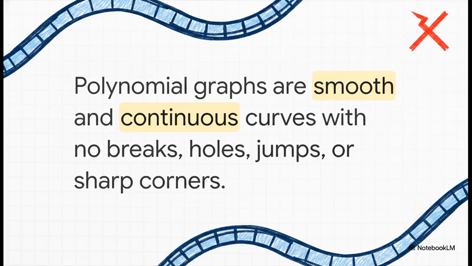The most fundamental clue about polynomial graphs is just their physical nature. They're always smooth and continuous. That means no holes, no sudden jumps, no random breaks, no asymptotes, and absolutely no sharp corners. Imagine a roller coaster track winding endlessly left and right without ever breaking. That continuous flow is exactly what we're drawing.